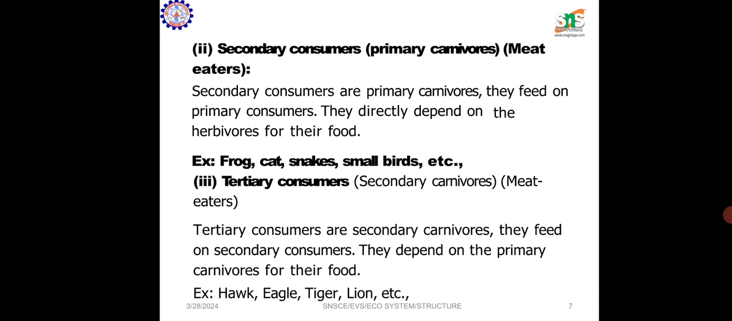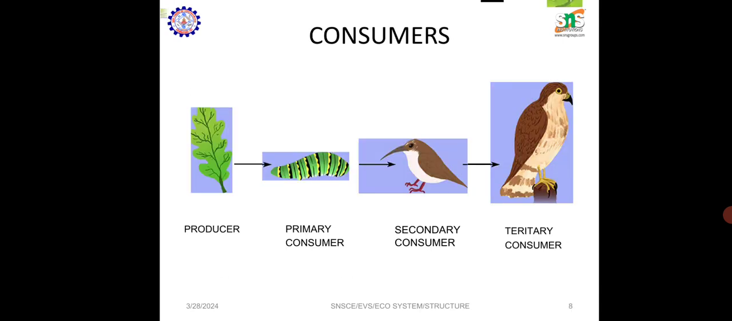Tertiary consumers are secondary carnivores, meat eaters. They feed on secondary consumers. They depend on the primary carnivores for their food. Eagle, hawk, tiger, lion: these are the secondary carnivores. They will eat the primary carnivores for their food. That is why they are called tertiary consumers.